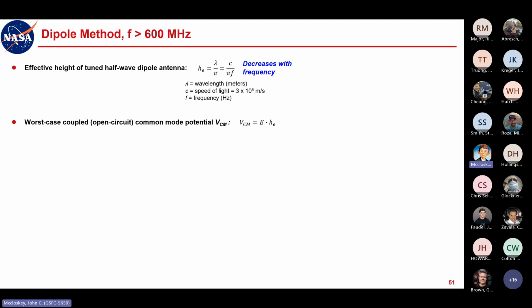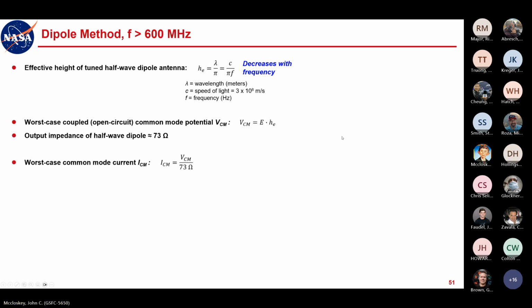So the worst case open circuit common mode potential is going to be just the incident electric field multiplied by this effective height, your lambda over pi. And then the output impedance of a half wavelength dipole, and I went through that in the dipole session, that's about 73 ohms, and you'll find that in any textbook about antennas and dipoles. So the worst case common mode current that will be coupled from an incident wave is then going to be the common mode potential divided by 73 ohms.